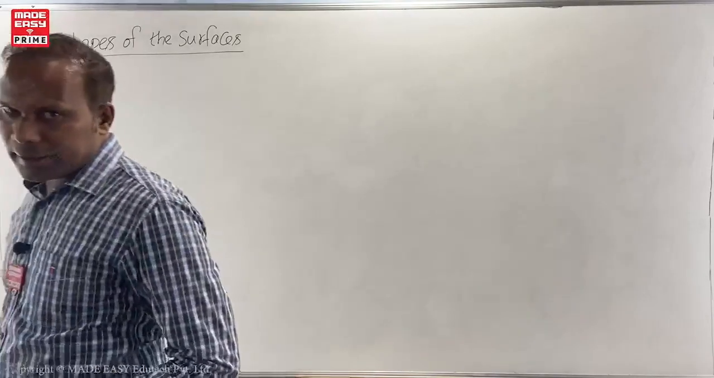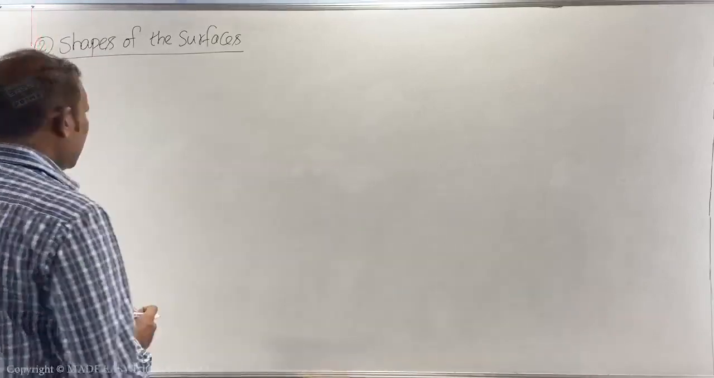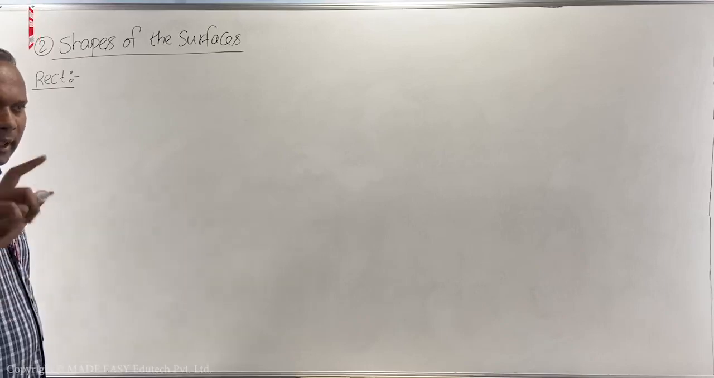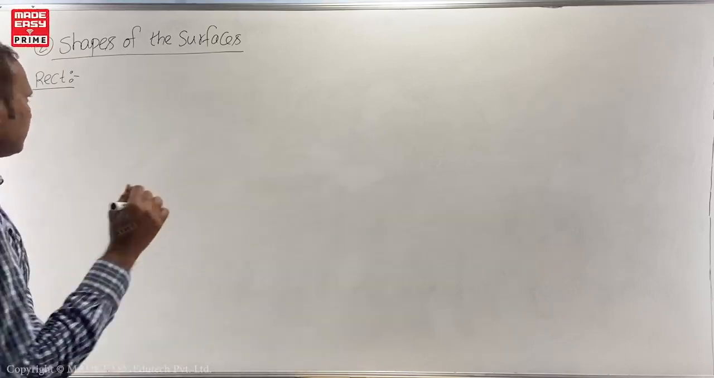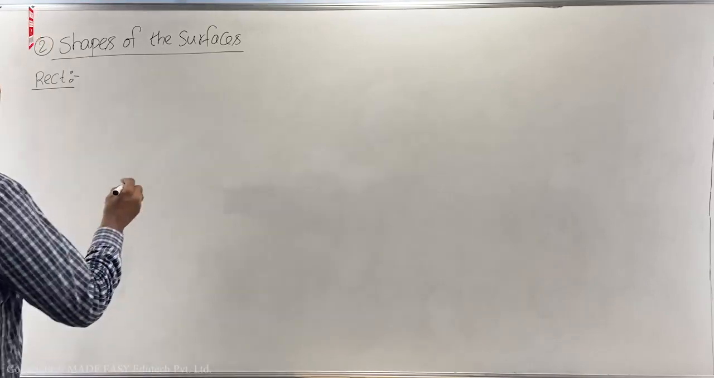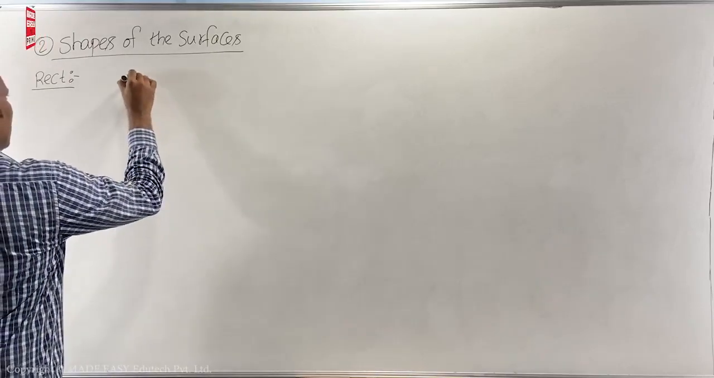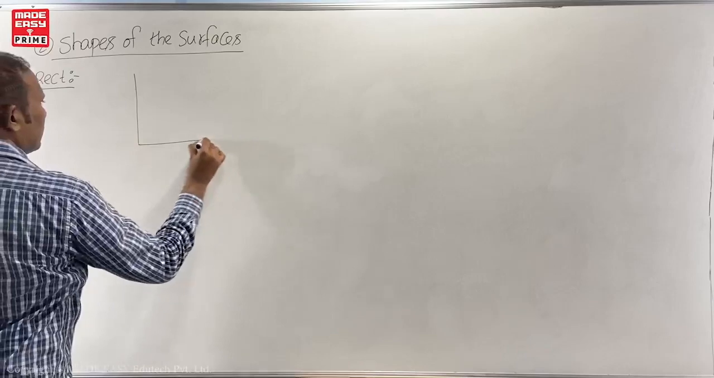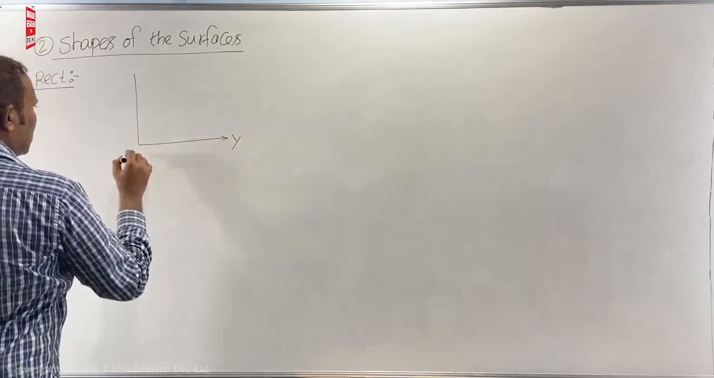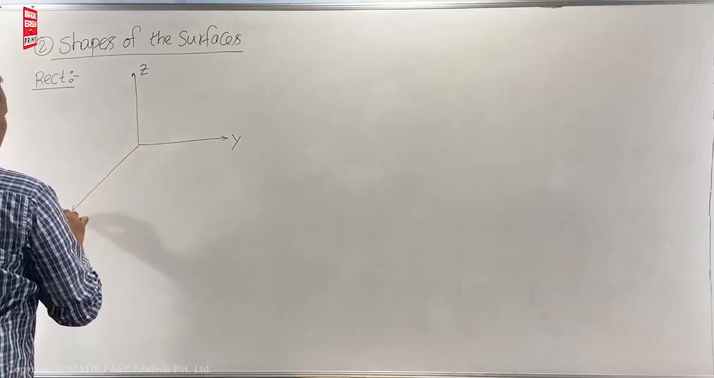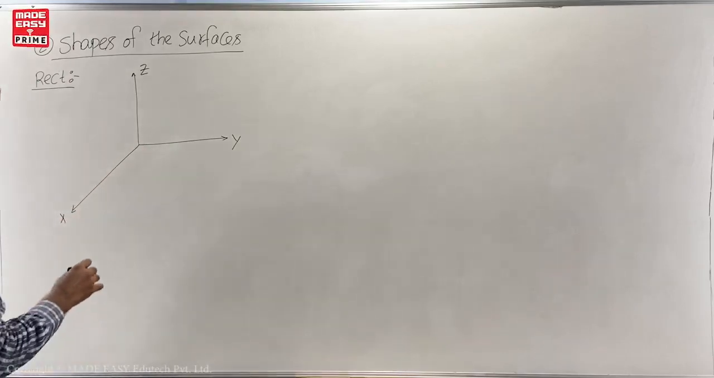Already I told you very clearly that if one constant is there, that is a surface. That means two variables will be there. Now let us see that. So here I am drawing one simple diagram. This is the y-axis. This is the z-axis. This one is the x-axis.